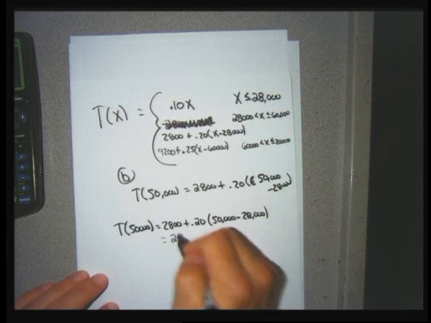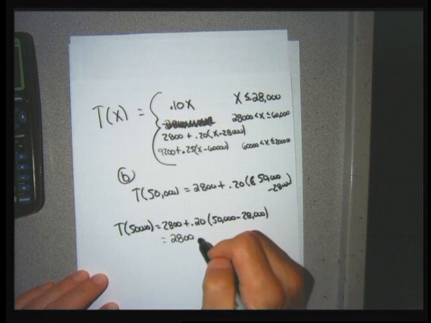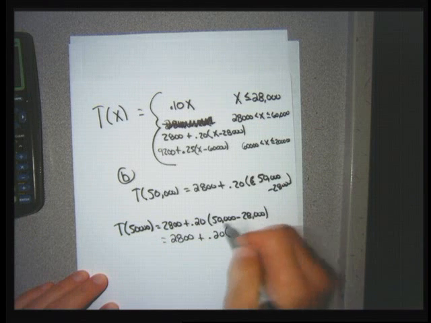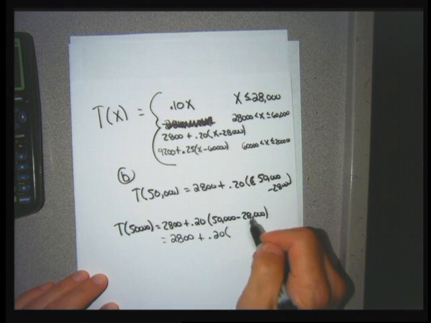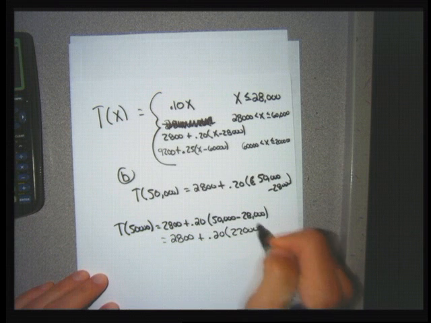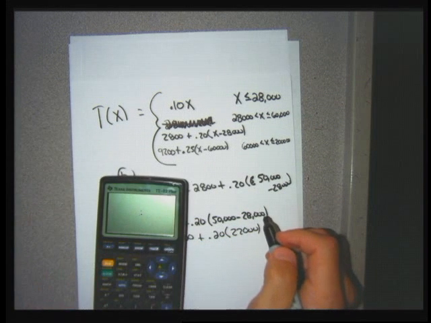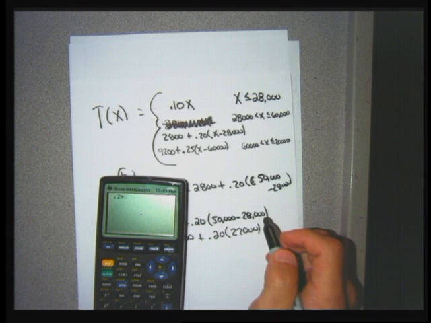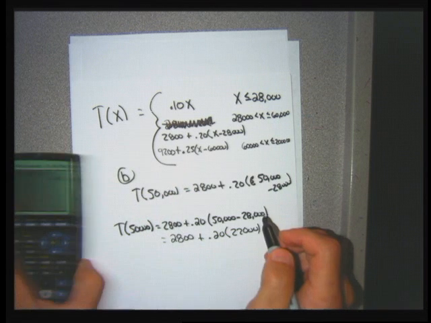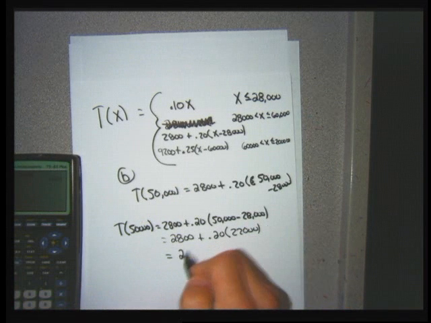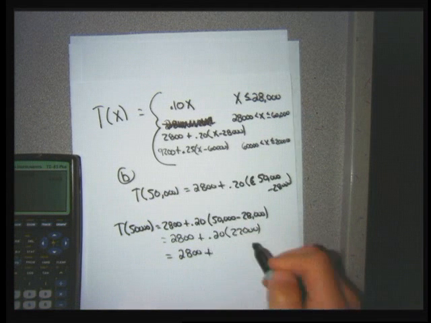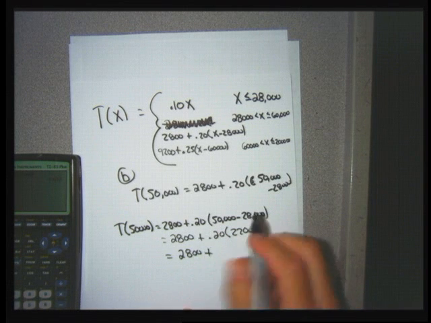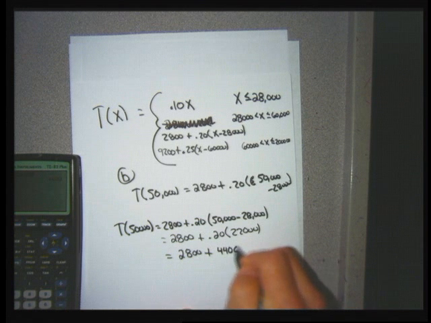So the $2,800 on the first $28,000 plus 20% of the amount over $28,000, and that's $22,000. Use my calculator now. So on the first $28,000, they paid $2,800 worth of taxes. On the last $22,000, which is the difference between $28,000 and $50,000, they're paying $4,400 in taxes.